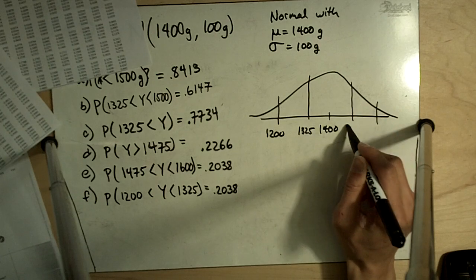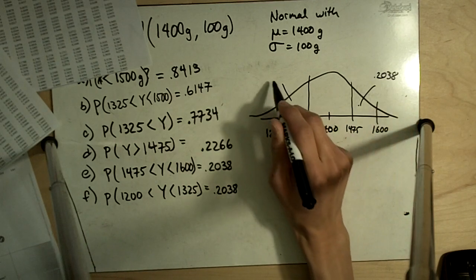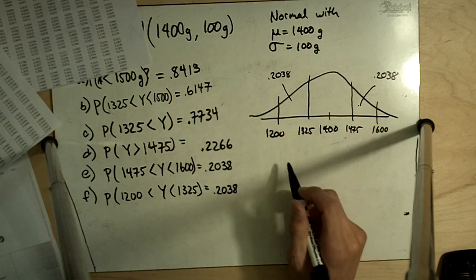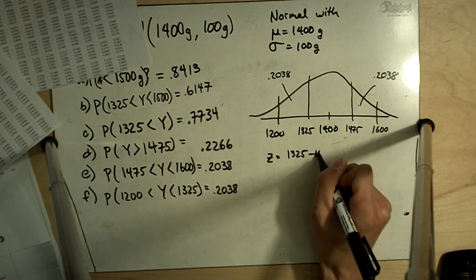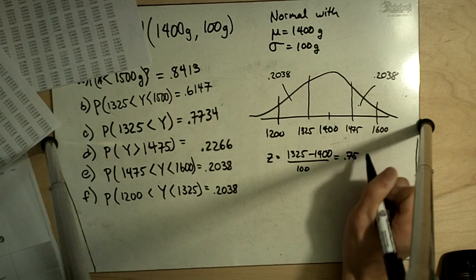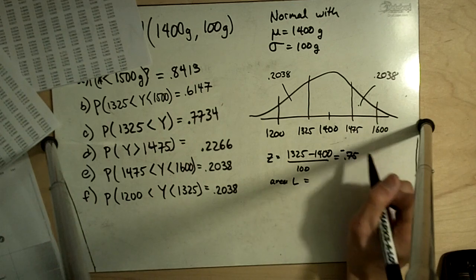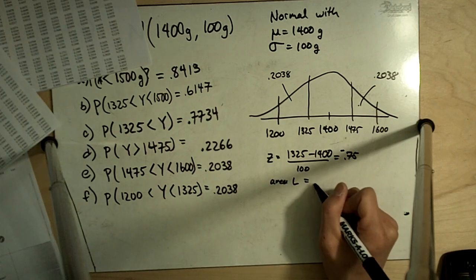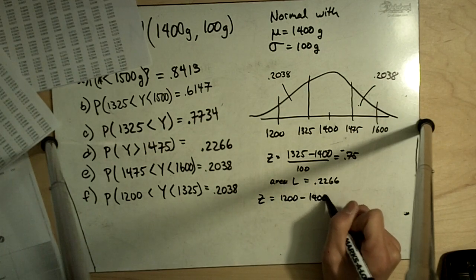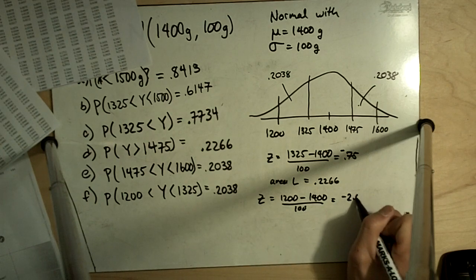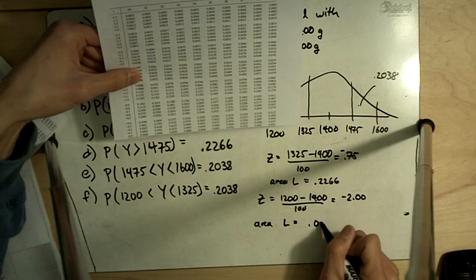the previous problem looked like this, 1475 and 1600, and we found this area to be 0.2038. I promise you over here it will also be 0.2038. But if we want to verify, we can do this. First I will find the area to the left of 1325. Z equals, I'm sorry, this is negative 0.75. The area to the left there is going to be 0.2266. And with z equal to 1200 minus 1400 over 100, we get z equal to negative 2.00. And the area to the left of negative 2.00 is 0.0228.